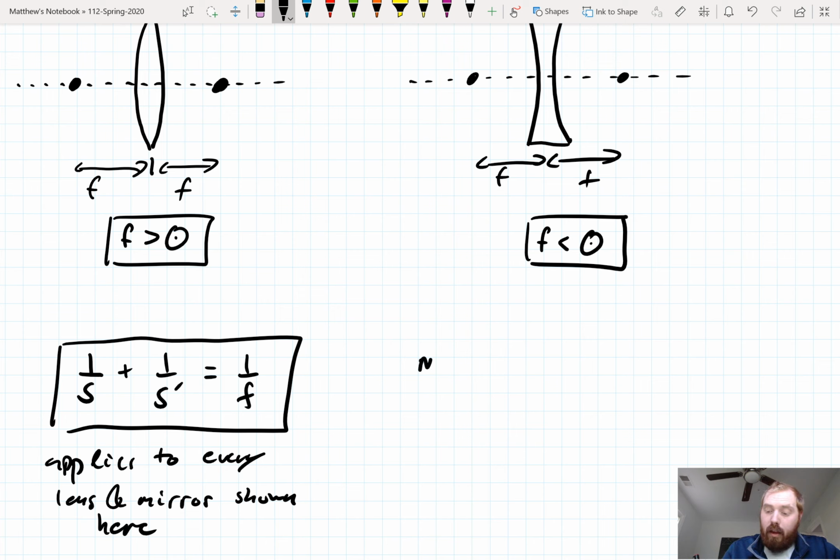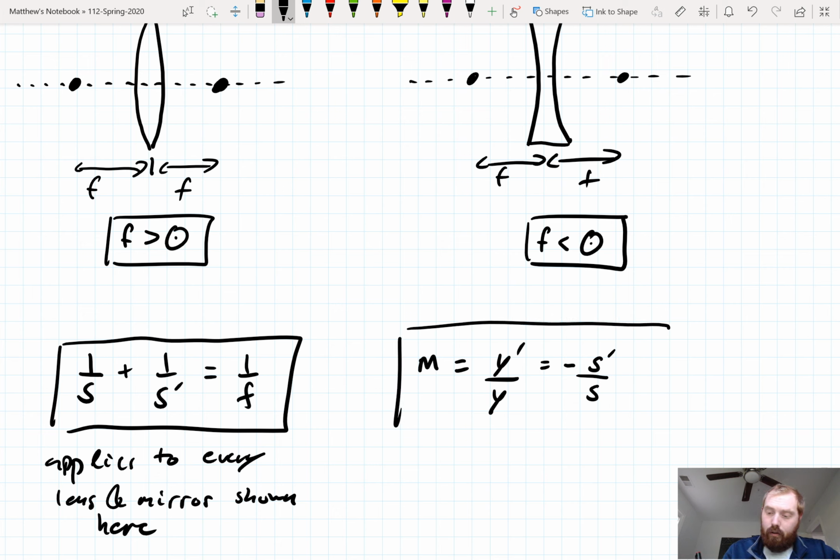Similarly, we can have the magnification, right? By definition, it's the ratio of the image height over the object height. Or it turns out that through some tricks in geometry, we can relate this to minus the image distance over S. All right. So make note.